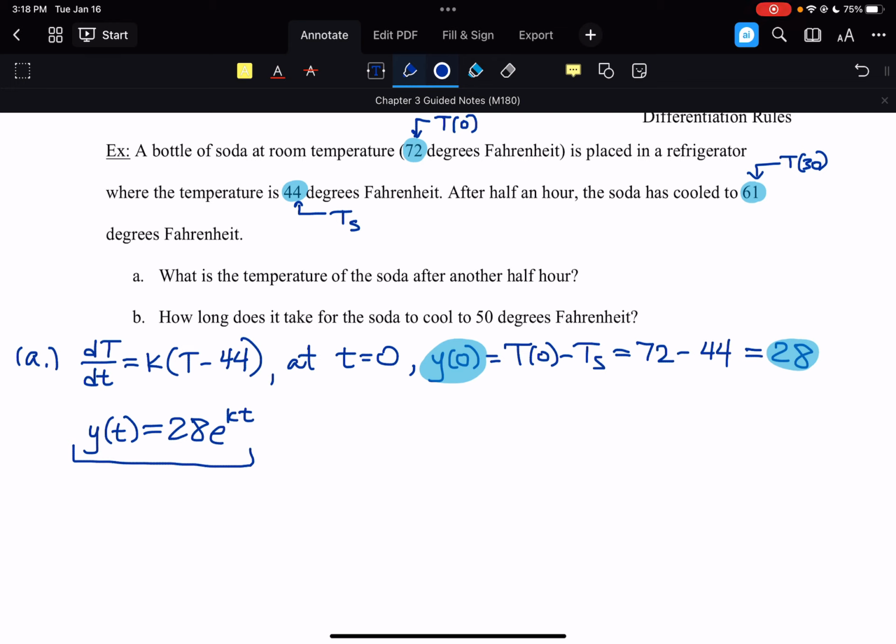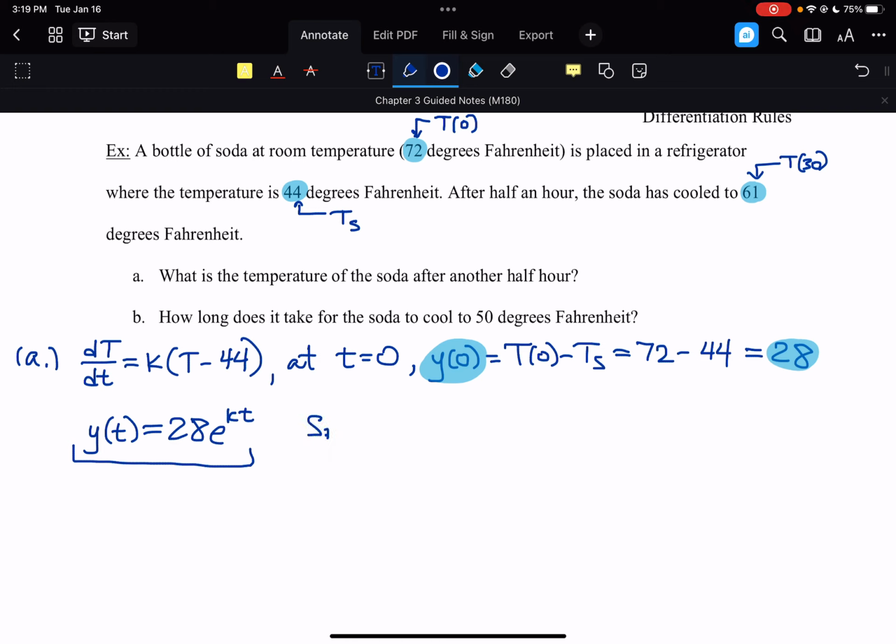And now our job is to figure out what k is. If we can figure out what k is, then we can start actually solving problems with it. So we need to use the other piece of information that we know. We know after 30 minutes, it's cooled to 61 degrees Fahrenheit.